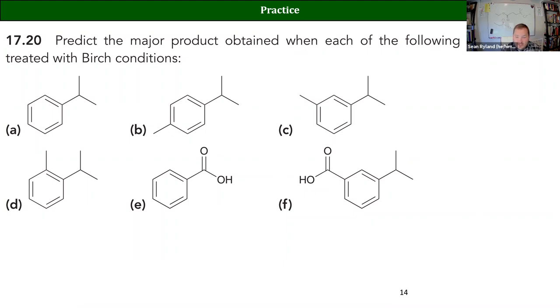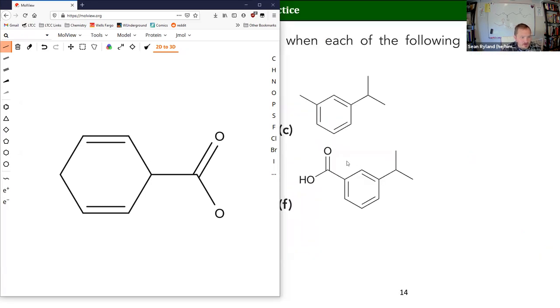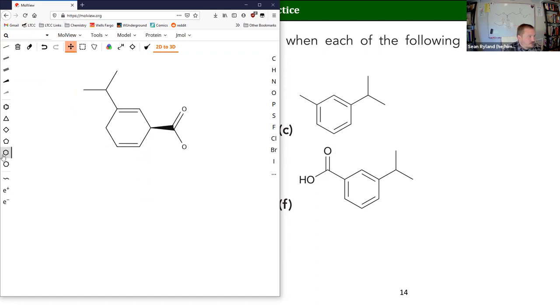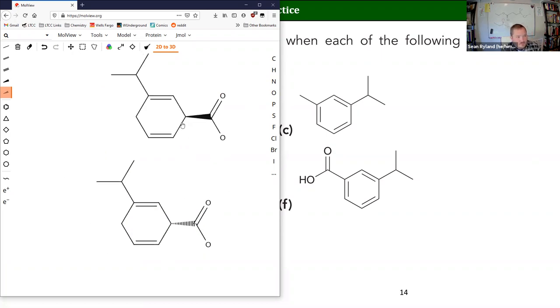Yeah, so for instance, for F, if we wind up with something where they're meta relative to each other, so we wind up making this compound for F, we're going to wind up with both versions of it. We're going to wind up with that stereoisomer as well as the opposite. So both of those versions of the same thing for F, the R and the S.